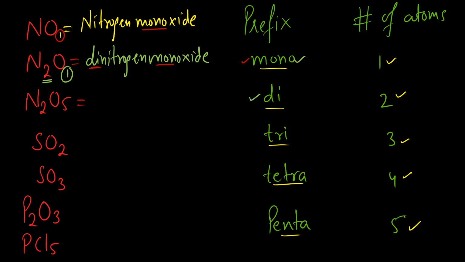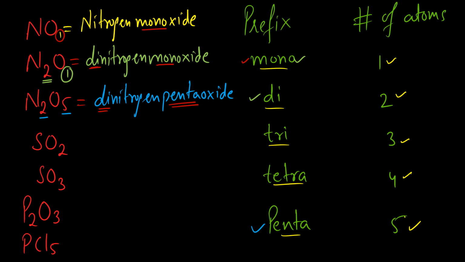Now let's check the next. For the next we have again two nitrogen. So it should be dinitrogen once again. Along with that I have 5 oxygen. So for 5 I am going to use the prefix penta. So it's going to be pentaoxide. So it's pretty easy to find out why I have written di and penta, because of their number of atoms I have used these specific prefixes.